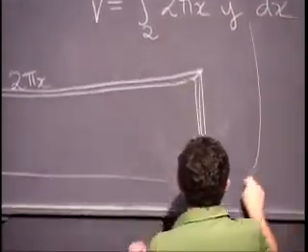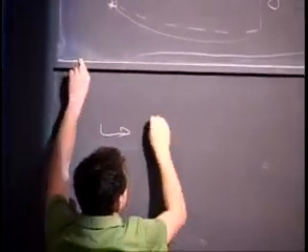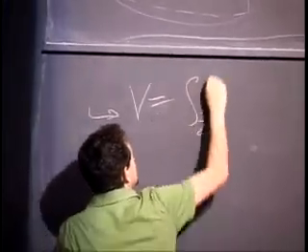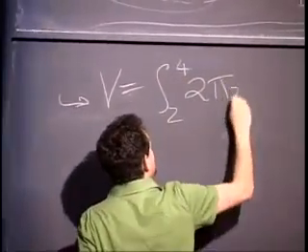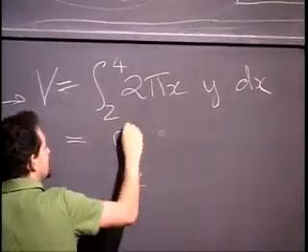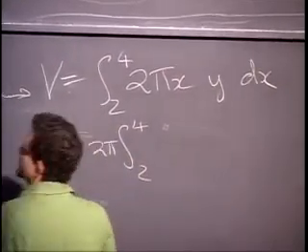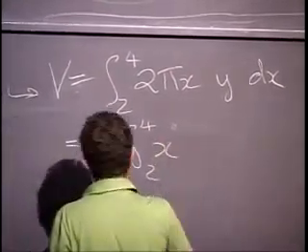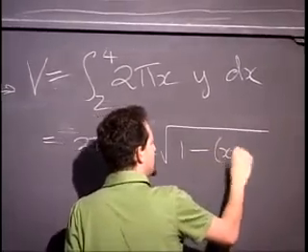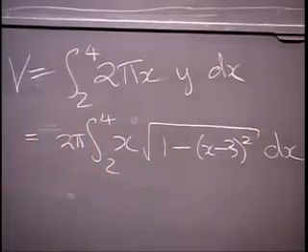And for definiteness, I'm going to need to make my way over here. So this volume, maybe I'll just rewrite it again. So in our case, this is the integral. I'll pull the 2 pi outside. And x is just x, whereas y is equal to the square root of 1 minus (x minus 3) all squared, dx. And so that's going to be the volume.